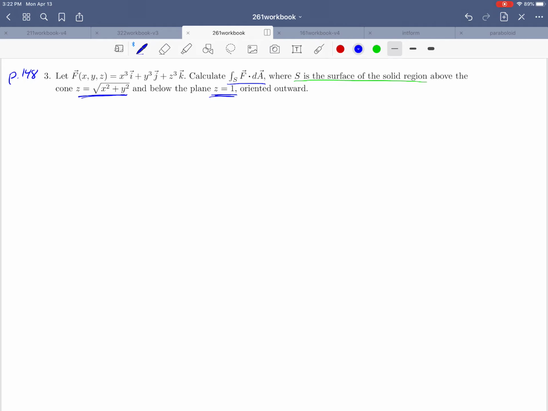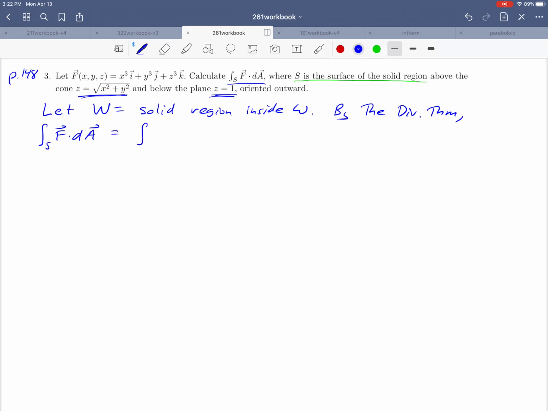Okay, and when the divergence theorem is involved, there is going to be a solid interior of our surface that we're going to be integrating over. So let's give it a name and call it W. Okay, and then we'll go ahead and state what the divergence theorem says. So by the divergence theorem, the integral that we're trying to calculate, this flux integral, is going to be the integral over W of the divergence of f.